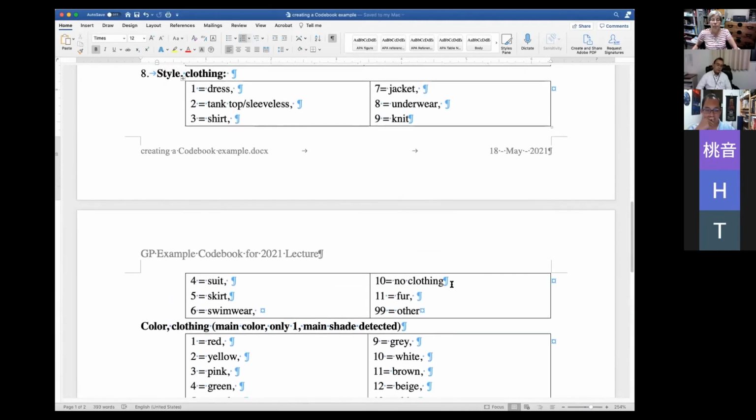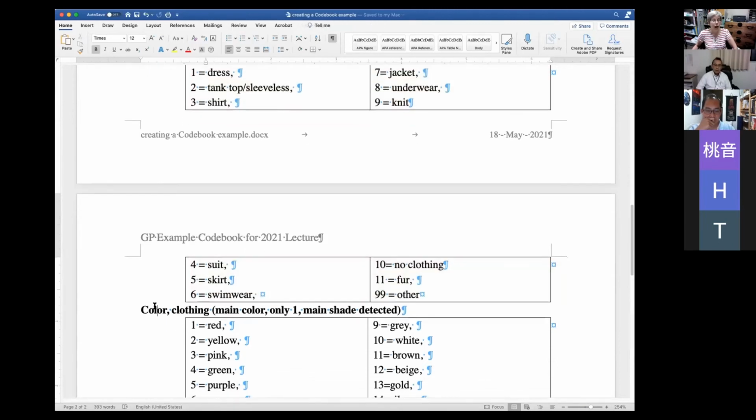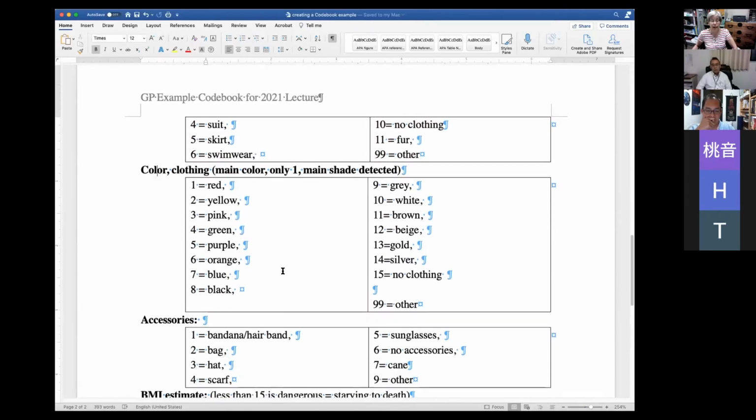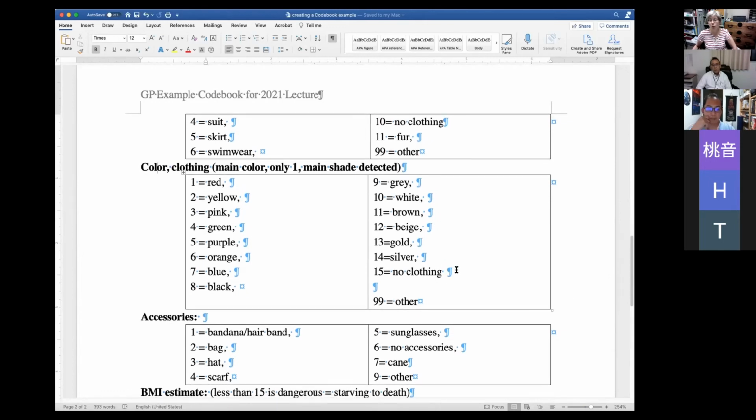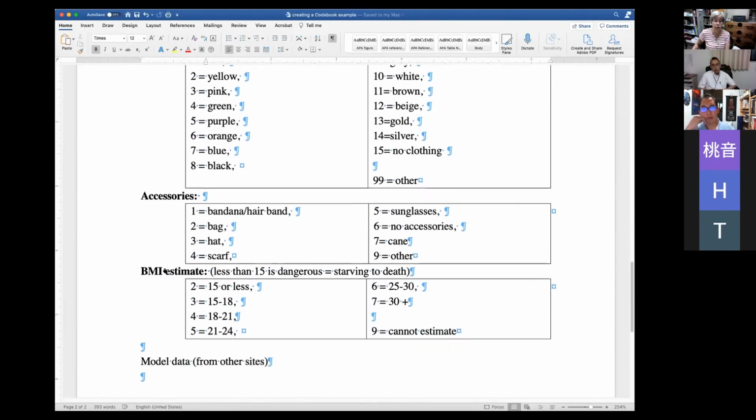And one of them was no clothing, naked, okay? The color of the clothing, okay? And because color, if there's no clothing, she also added there, okay? And so she tried to code only the main color or the main shade. So if there were lots of colors, like on that one Vogue cover, it was a black dress with lots of colors on it. She coded that as primarily black. She coded accessories, and some of you did that.